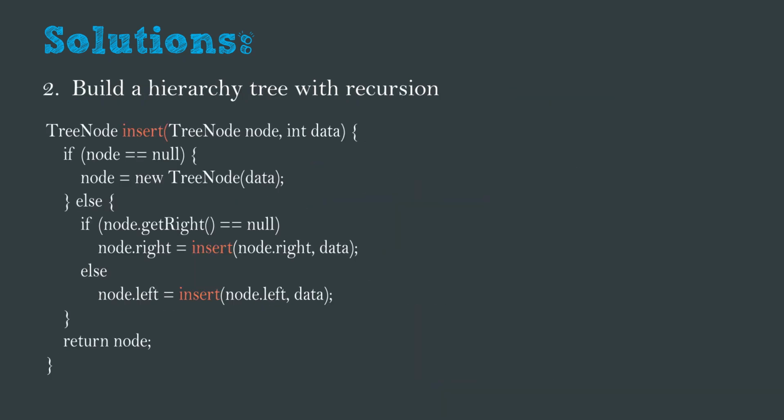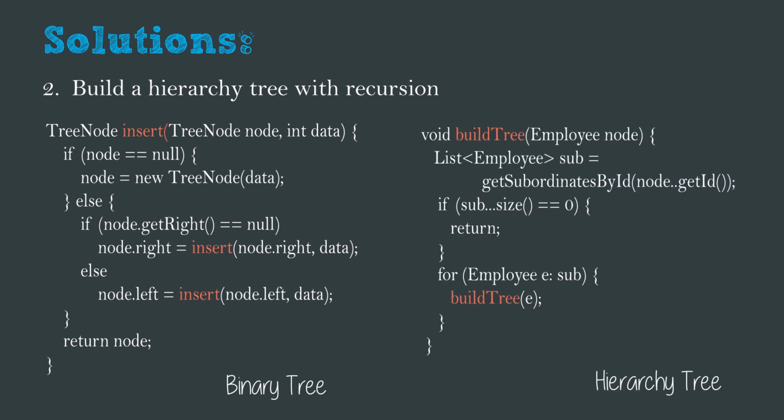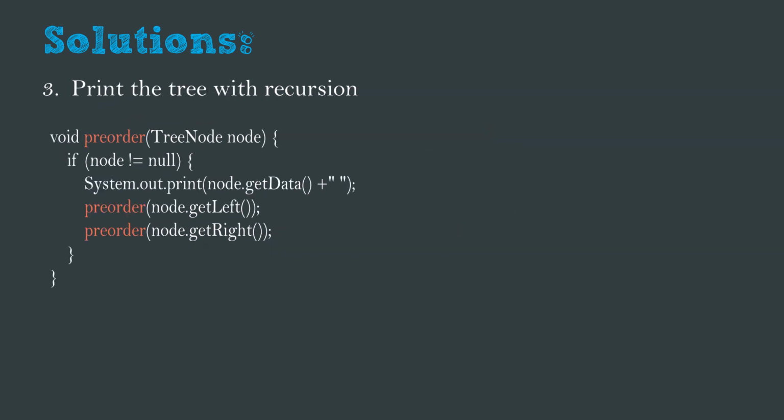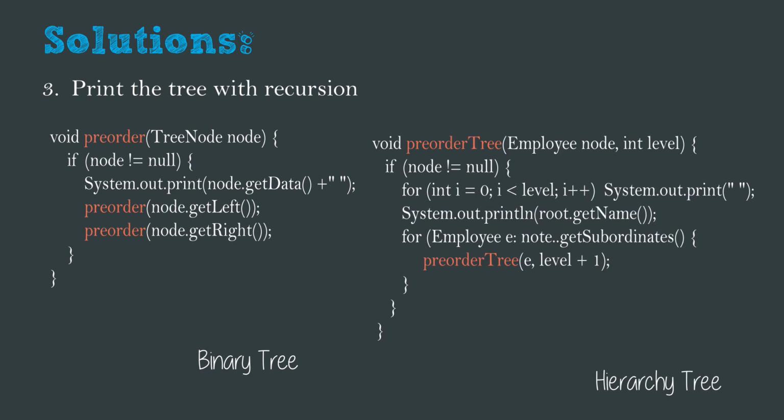Now we build the tree. We know how to build the binary tree recursively. We can apply the same idea here. Next is to print the tree. We use the same concept of pre-order traversal using recursion. Please note, when the node is root, the level is 0. When calling the subtree recursively, level adds 1 each time.